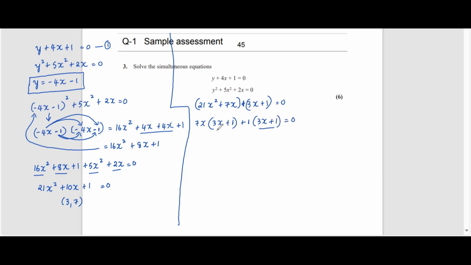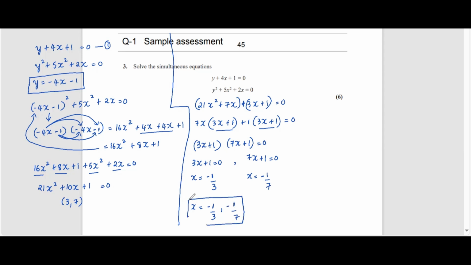Now we can see that the things inside the brackets are the same. So until now, the working is correct. Inside the bracket we have 3x + 1, and outside the bracket we have 7x + 1 = 0. Now separately equate them to 0. 3x + 1 = 0, therefore x = -1/3. And 7x + 1 = 0 gives x = -1/7. So we got both the x values: -1/3 and -1/7.